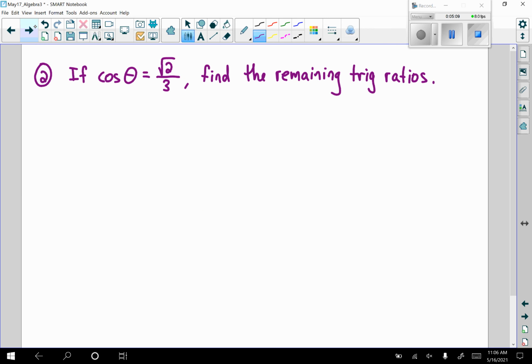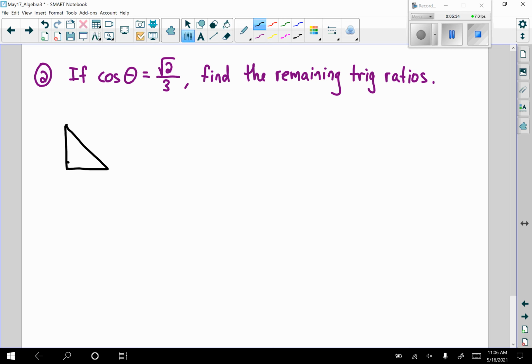All right, so I want you guys to pause the video, do this problem exactly the same way. Draw that right triangle first, label theta, and then figure out which sides become radical 2 and 3. Pause the video to do that. If you need more time, just pause the video again.